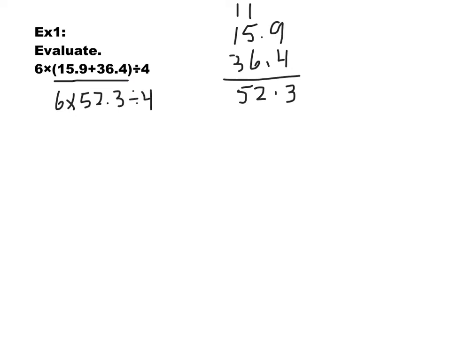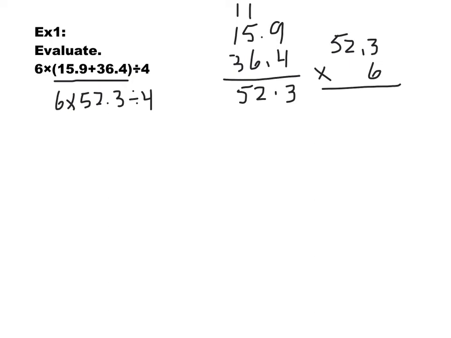Now again we are going to start scanning from left to right. We see the operation multiplication and division. Since I told you before that the order doesn't matter if I do the multiplication first and then division, or division first then multiplication, I will do the multiplication first. So I'm going to have 52.3 times 6.